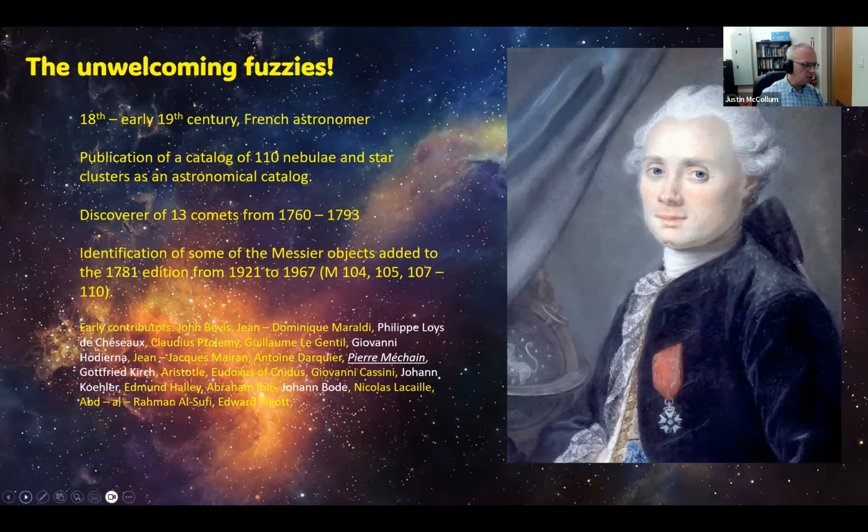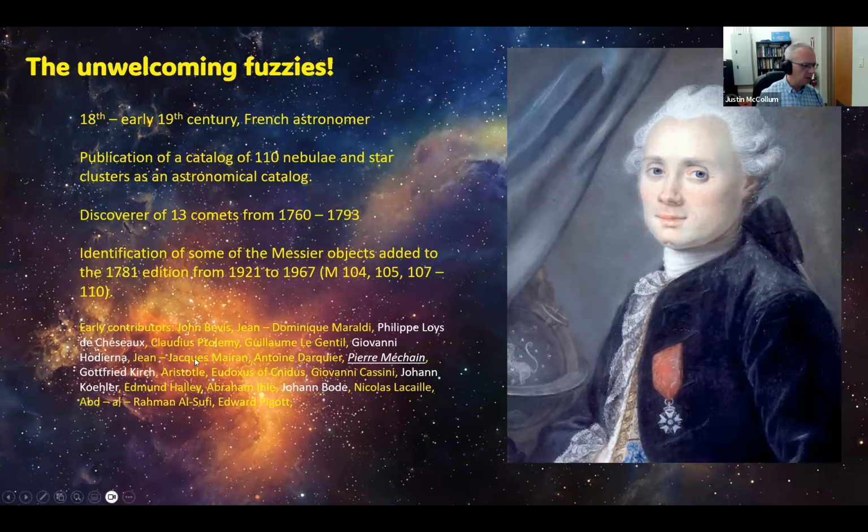Now, he had a lot of contributors. The ones I have here in the light colors, like Deschazaux, Hodierna, Kirch, Johann Kohler, Johann Bode, all of these individuals right here were the greatest contributors to the discovery. So he didn't discover all these objects. He had a lot of help, and there were a lot of rediscoveries. And many of these happened before Messier.